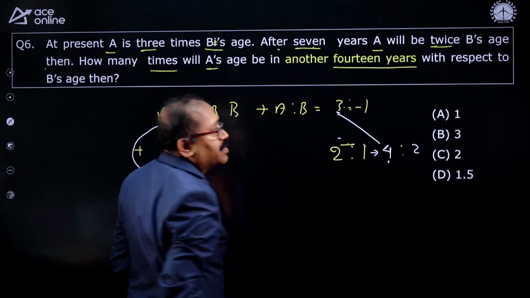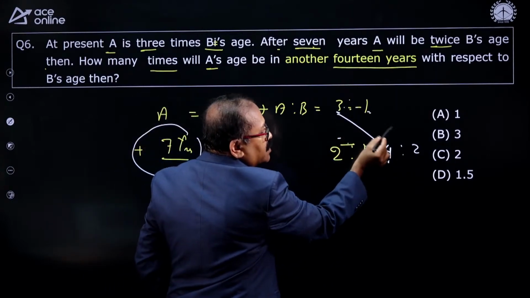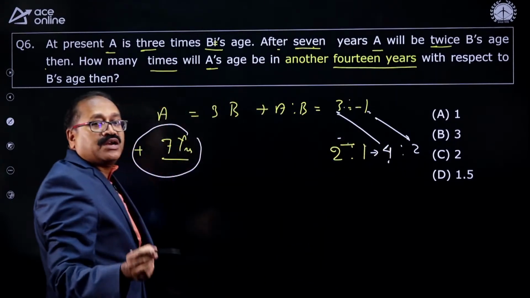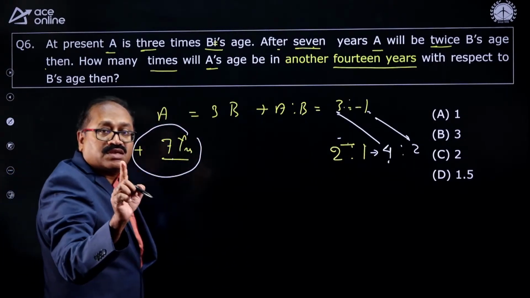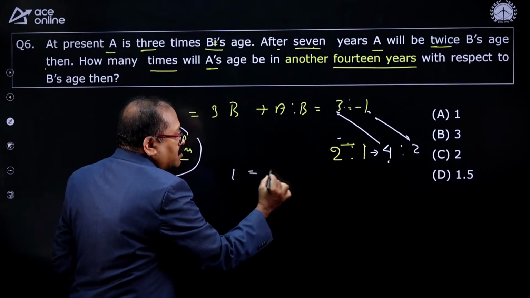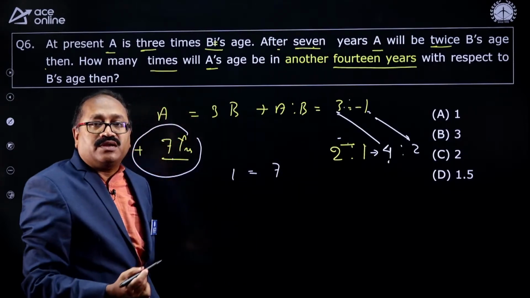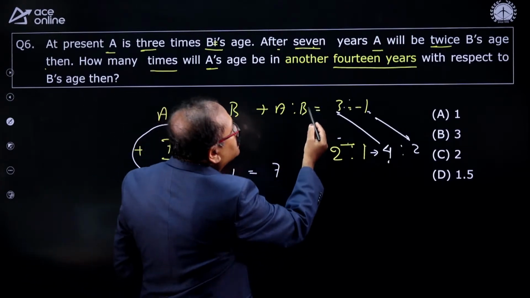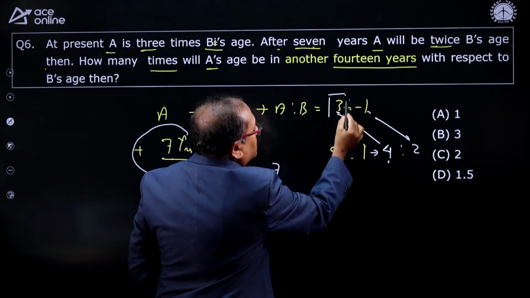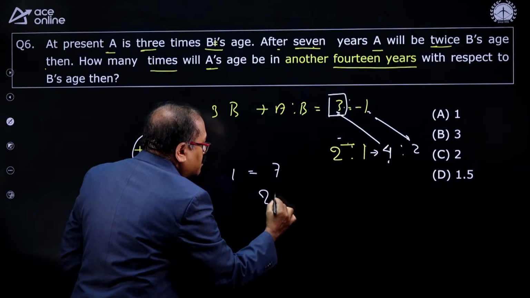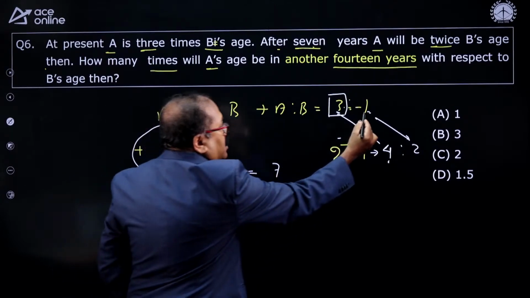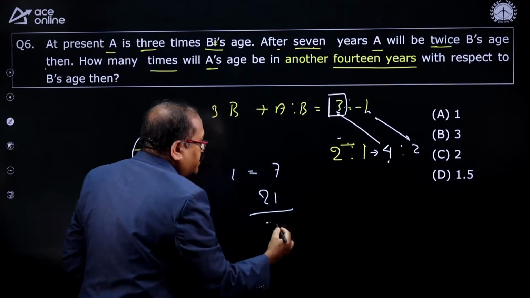What is the difference? 1 part. And this is 1 and this is 2. What is the difference? 1 part. And 1 part is equal to how many years difference? 7 years difference. So here I conclude 1 part is equal to 7 years. Then what is this one? 3 parts. 3 times 7, that is 21. And that 7 into 1 is 7.